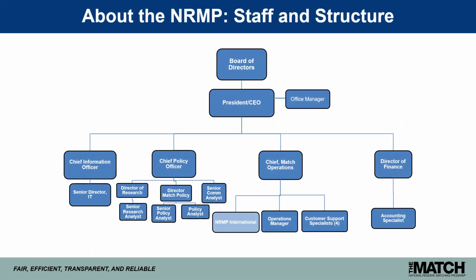Lastly, this is a snapshot of the NRMP organization. We currently have 19 employees that work on finance, match operations, IT, policy, research, and communications. So that's just a little snapshot of what it's like here at our offices in Washington, D.C.